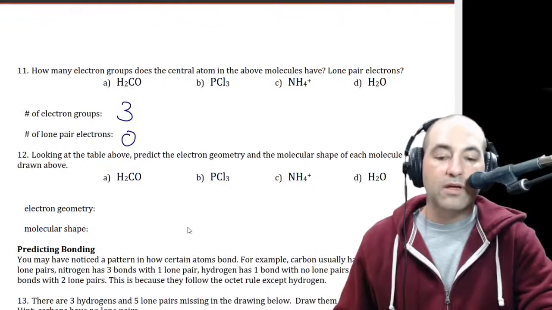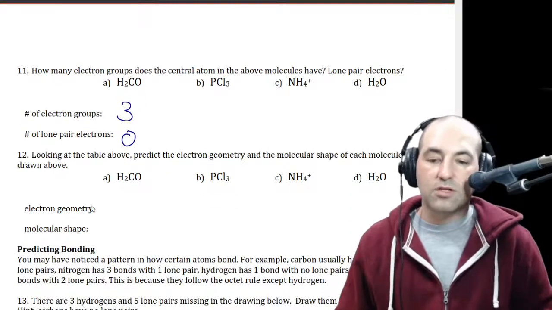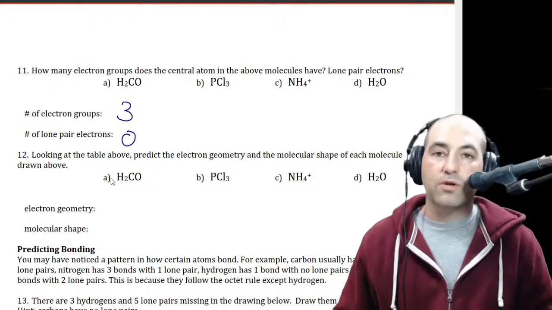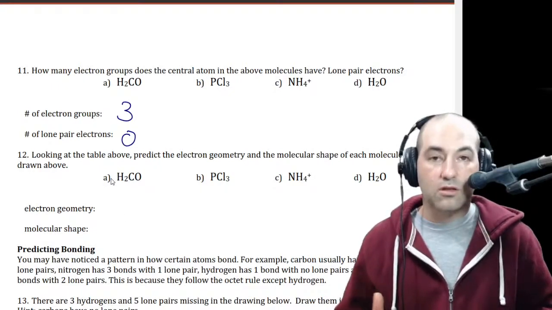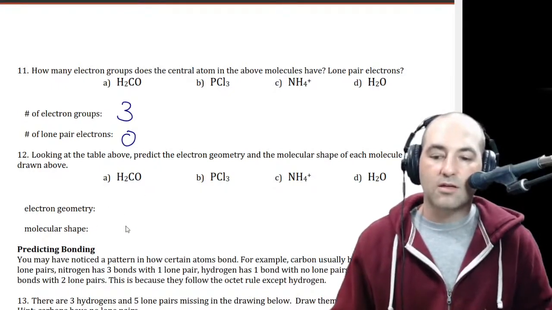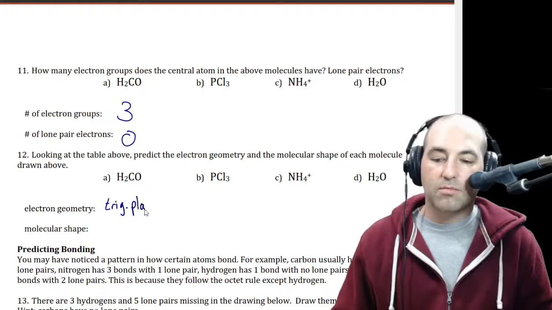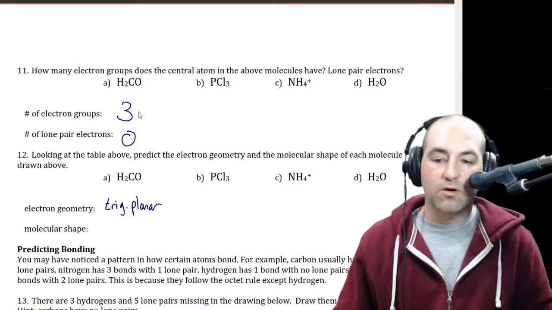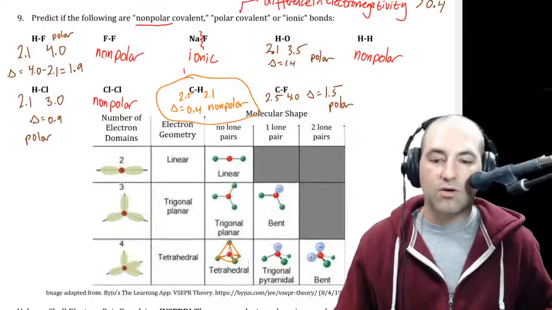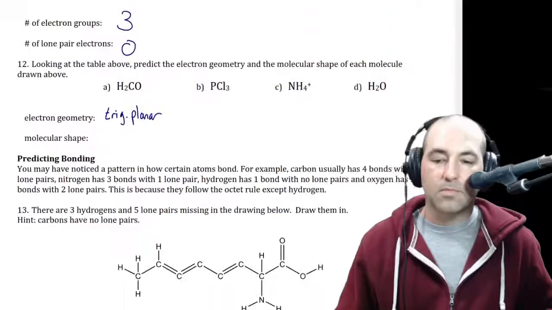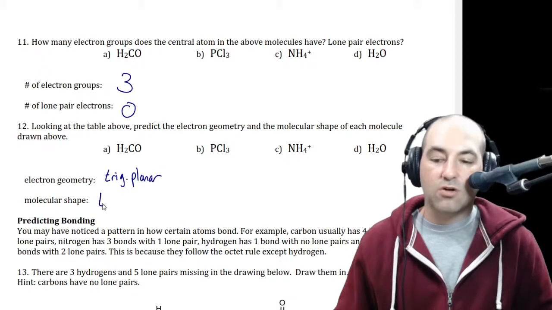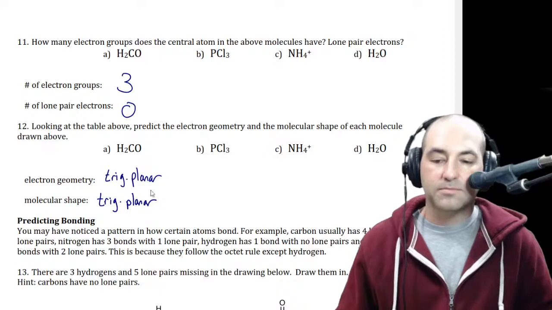So now knowing that, we can figure out the shape. We're going to use these 2 terms. Electron geometry is when we include all of the groups, including the lone pairs. So everything is the electron geometry. And for this case, that's going to be called trigonal planar. So 3 groups. We go back up to the chart. 3 groups, no lone pairs, trigonal planar. The molecular shape is also trigonal planar because there are no lone pairs for this molecule.